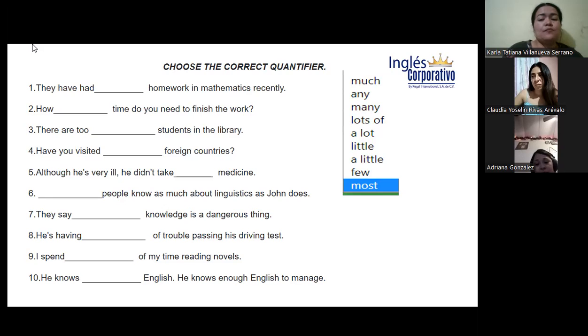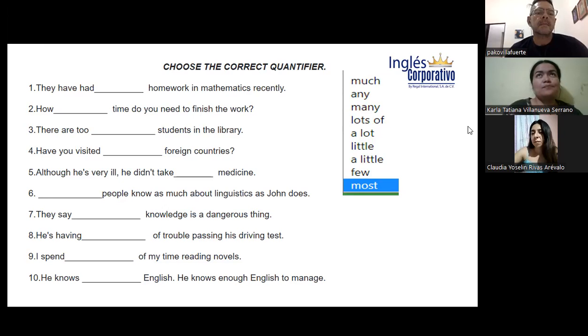And remember that we were saying that the quantifiers determine, express, or measure the quantity. We're talking about amounts, quantities, numbers. A lot in that case, so we were using the quantifiers like much, many. So we were saying that one, right? So we have some examples about that. Like, yes, Adriana.